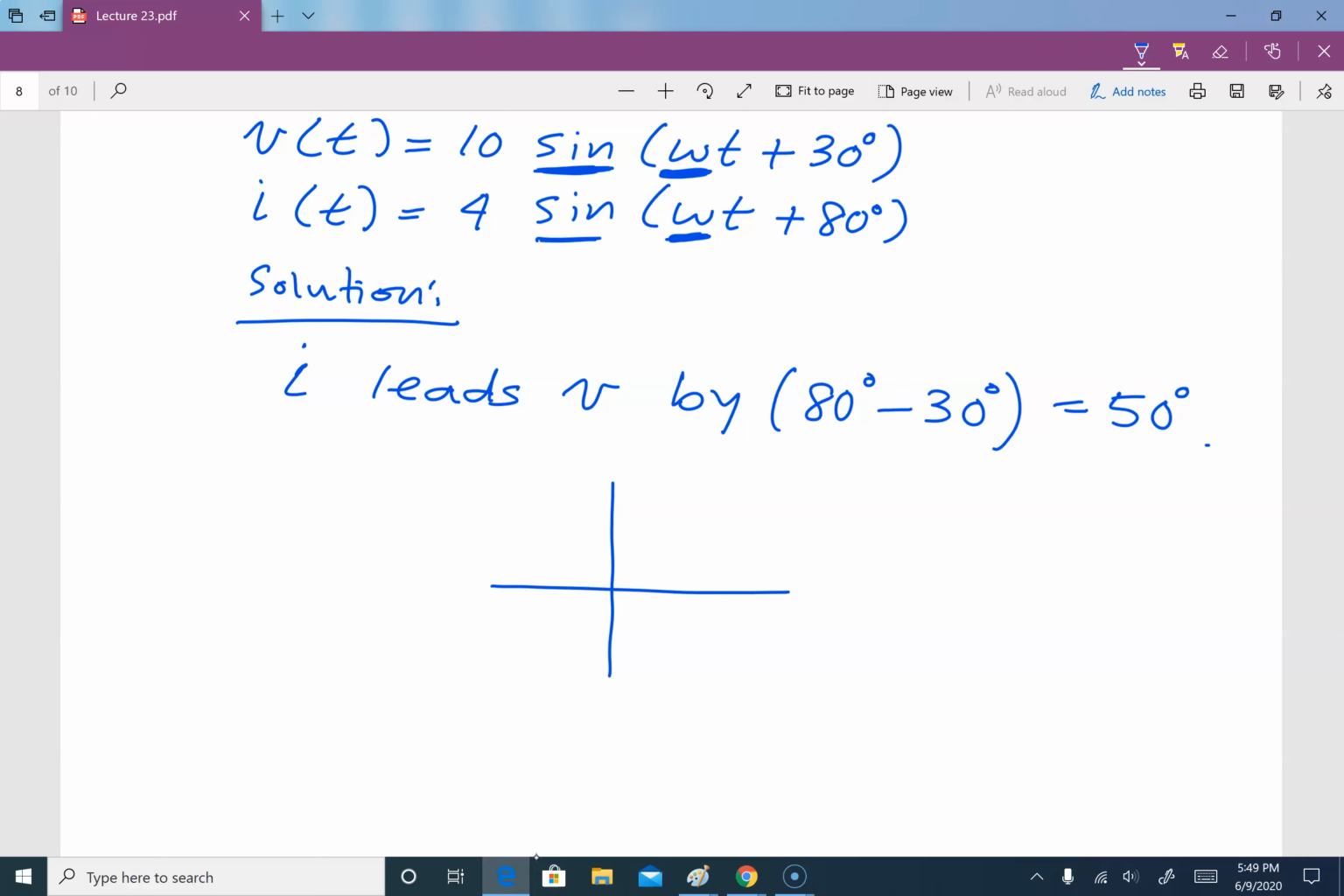You will say, okay, our V is at 30 degrees, this is 30, and that is V, and I is at 80, so this is I at 80. The difference between this V and this I is 80 minus 30, that is 50 degrees. So I leads V by 50 degrees.